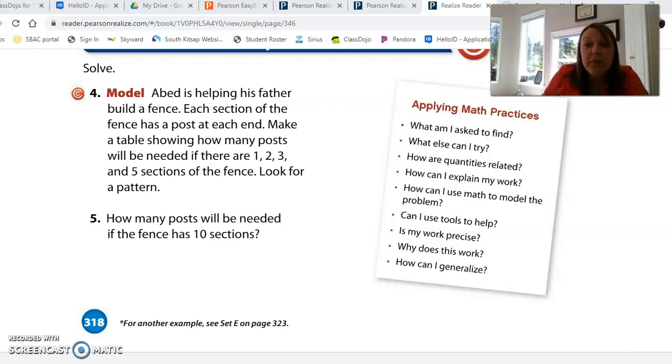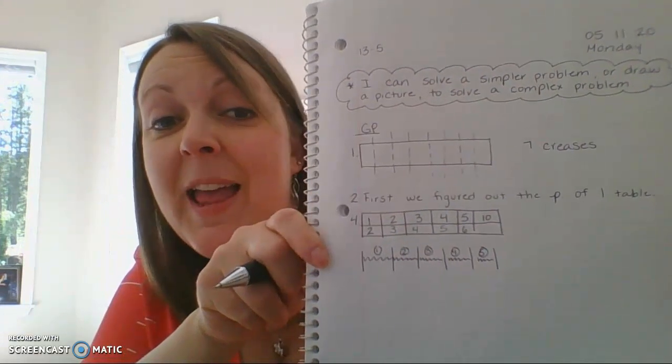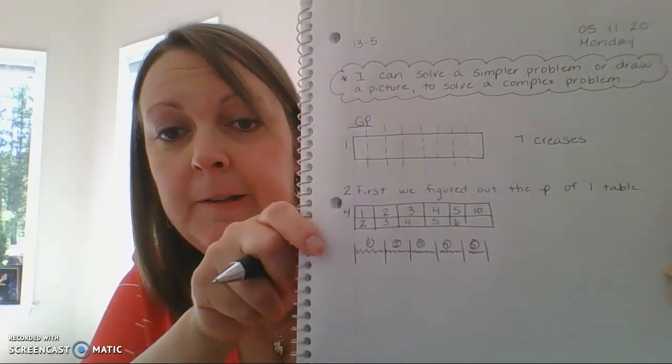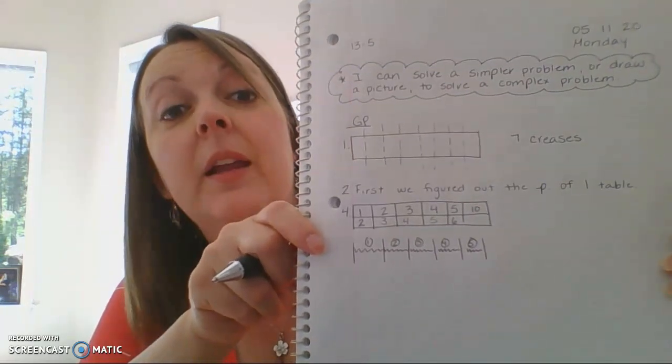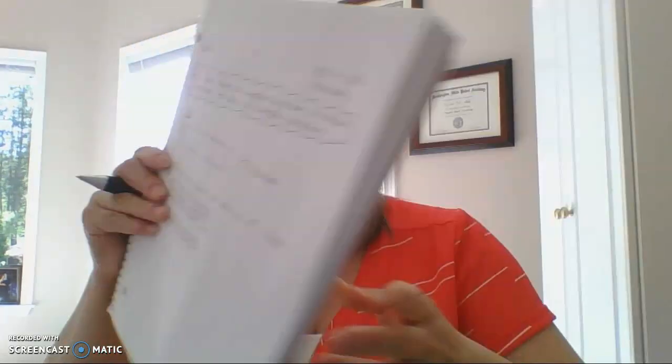Now, question number 5 says, how many posts will be needed if the fence has 10 sections? So using the pattern that we know and without drawing a new picture, how many posts would it need for 10 sections? Good job. It would need 11 posts. So number 5 is 11 posts.